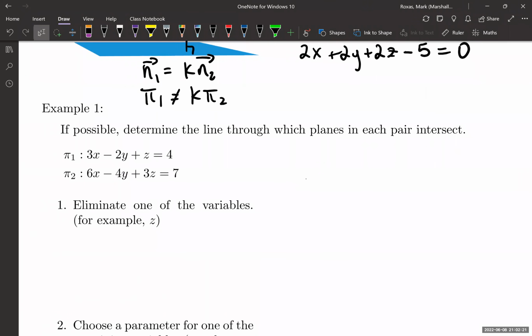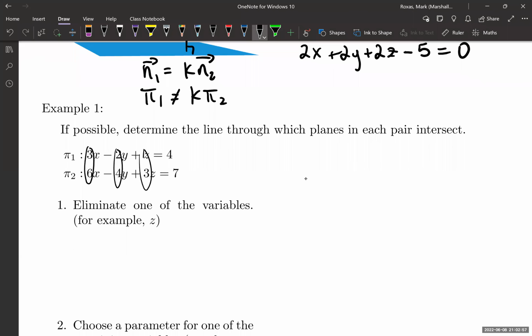If possible, determine the line through which the planes in each pair intersect. We can see here that 3 to 6 is a ratio of 2, 2 to 4 is a ratio of 2, but 1 to 3, that's not a ratio of 2. So right away we can see the normals to these planes are not parallel. And what does that mean? It means that when we solve these two planes to find an intersection, we're going to see that they intersect in a line.